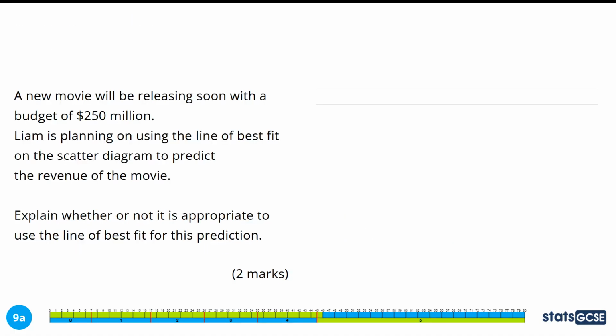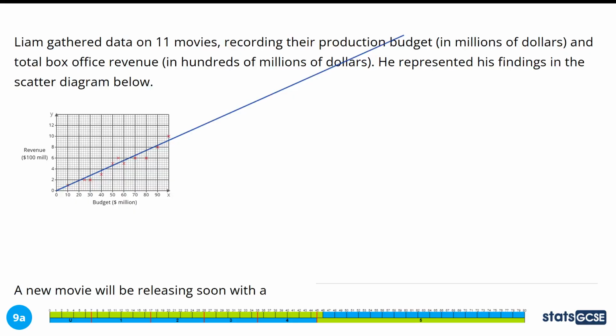A new movie will be releasing soon with a budget of $250 million. Liam is planning on using the line of best fit on the scatter diagram to predict the revenue of the movie. Explain whether or not it is appropriate to use the line of best fit for this prediction. If we draw on our line of best fit to the scatter diagram and have a look at where we think roughly 250 is, I think about there, so $250 million.